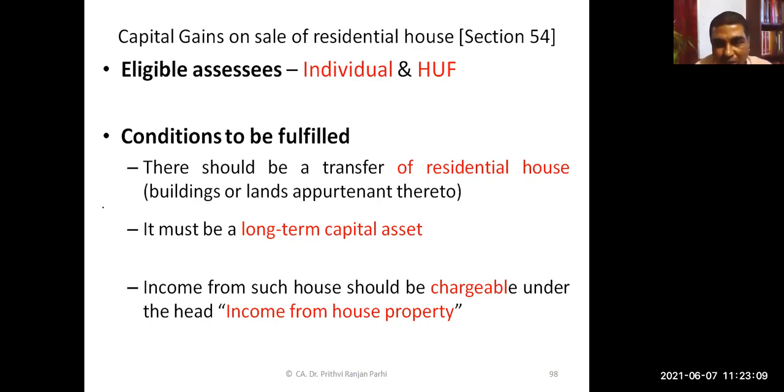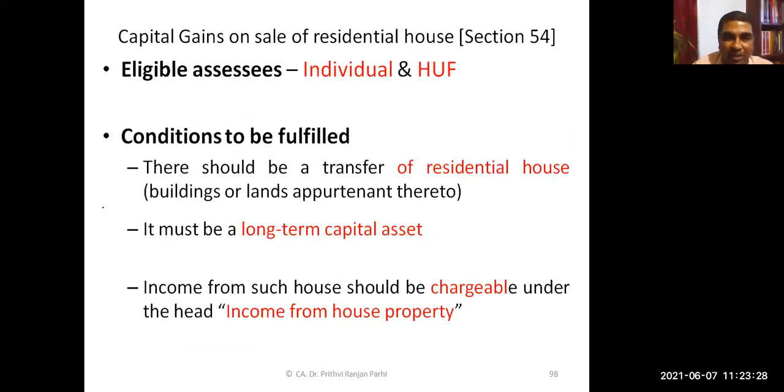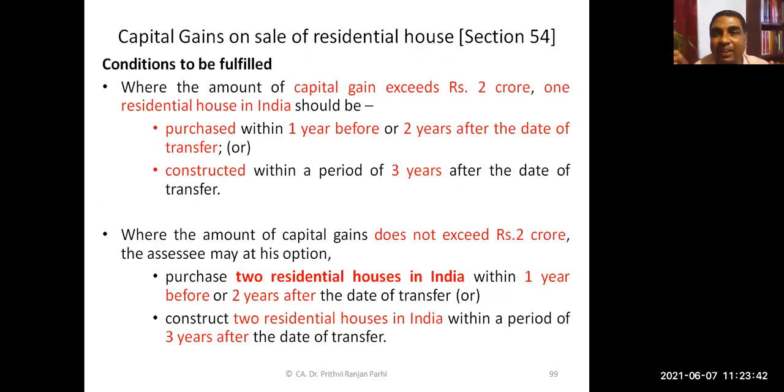Then income from such house should be chargeable under the head income from house property. So it must be chargeable under the head income from house property. If these conditions are met, then one more condition is also there. First of all, this is the primary condition: it should be a residential house, it should be long term, and it should be chargeable to income tax. Next, the house is transferred, right? There must be some capital gain. Then the capital gain needs to be invested. Where is it to be invested? If the capital gain amount exceeds rupees 2 crore.